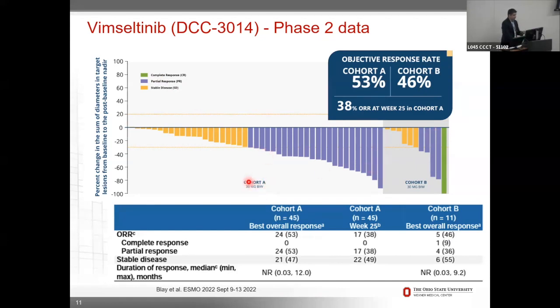So here on the left side, you have cohort A, which is for patients with no previous CSF1 receptor treatments, and cohort B, that's the one open. And in both, you can see that there is a significant response, right? You see shrinkage. In cohort A, the best objective response was 53%, and in cohort B it was 46%. And at week 25, in cohort A, you saw an overall response of 38%. So that was really, really interesting. The clinical benefit was reported as 100% of all the patients that participated in the trial.